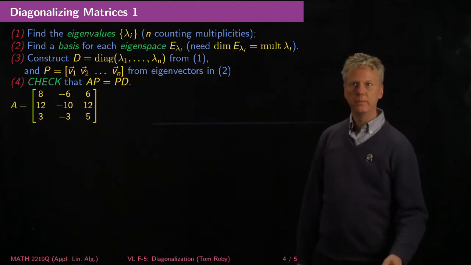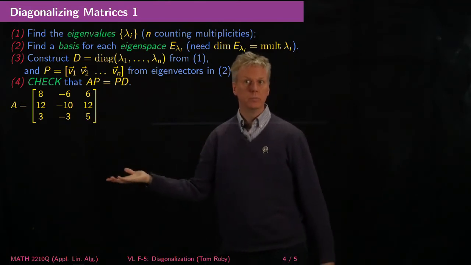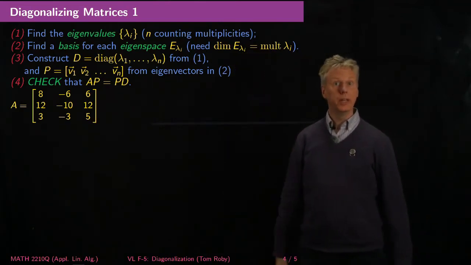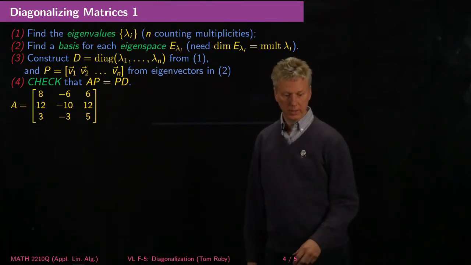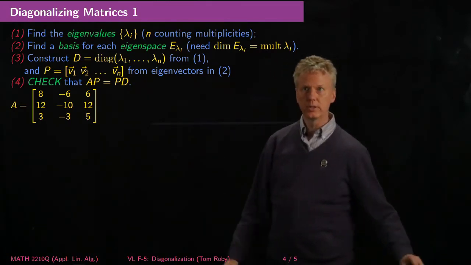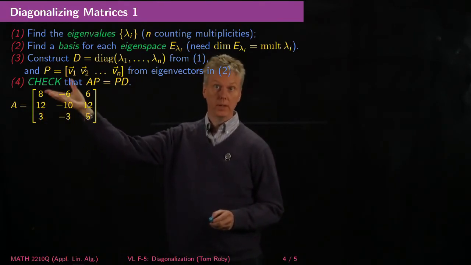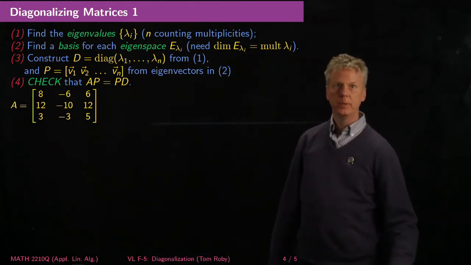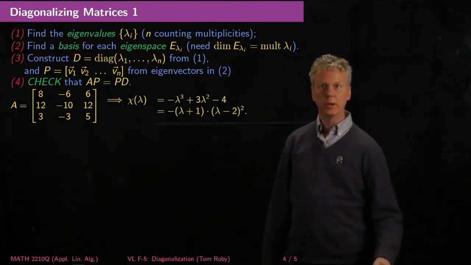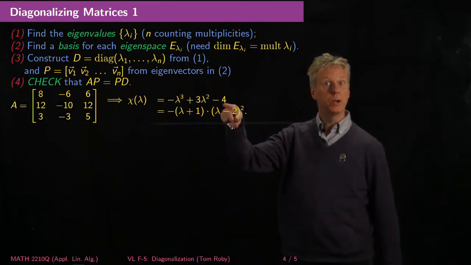All right, so let's look at an example concretely. So here's a matrix A. Just by looking at it, there's no way to tell what the eigenvalues are. So you need to compute the characteristic polynomial. And so for that, you're just going to compute A minus lambda I and take the determinant of that. When you do that, you end up with a cubic polynomial. And that cubic polynomial is just negative lambda cubed plus 3 lambda squared minus 4.